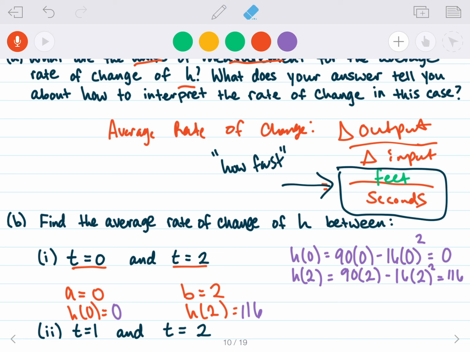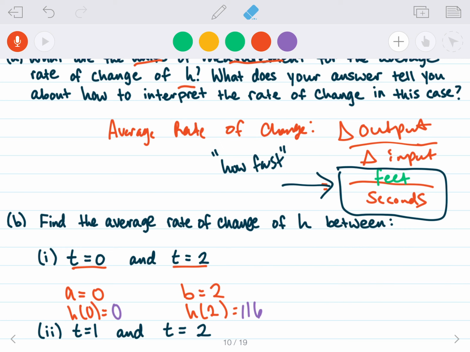Again, if this makes sense to you, great. If you want to see it graphically, you can do that trick that I showed you on Desmos and put in the ordered pairs. This first ordered pair is 0, 0. The second ordered pair is 2, 116. Look at this in Desmos and you can look at the line segment and see what's happening. Anyway, let's use our formula.